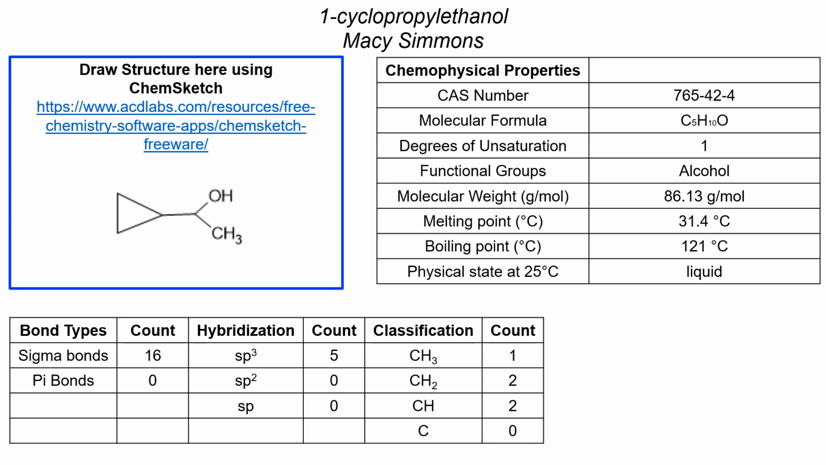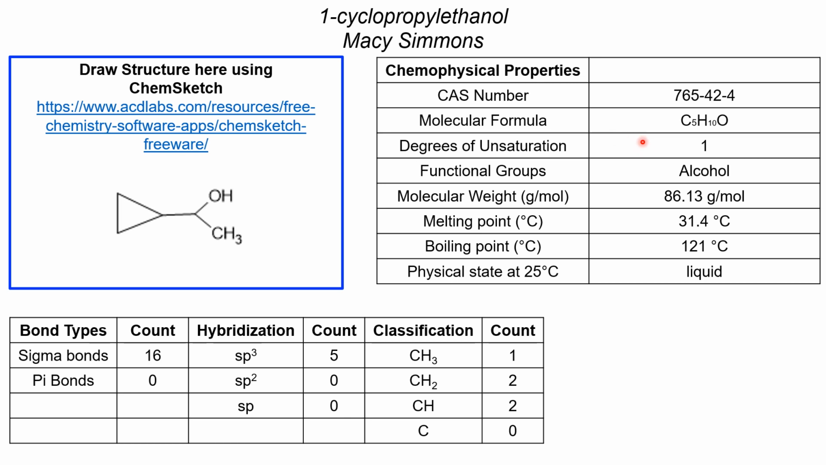Everyone. So today we're going to talk about 1-cyclopropylethanol and its structure and chemophysical properties. So let's start off by looking at the molecular formula, which is C5H10O, or 5 carbons, 10 hydrogens, and 1 oxygen. So the CAS number for this molecule is 765-42-4, and then there's 1 degree of unsaturation.